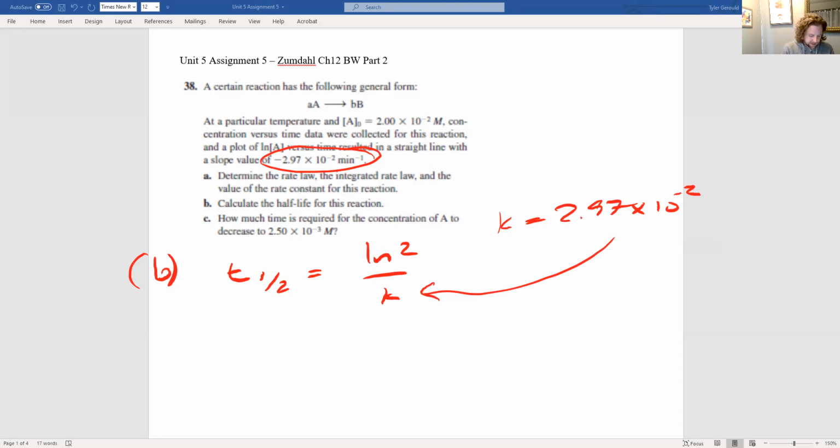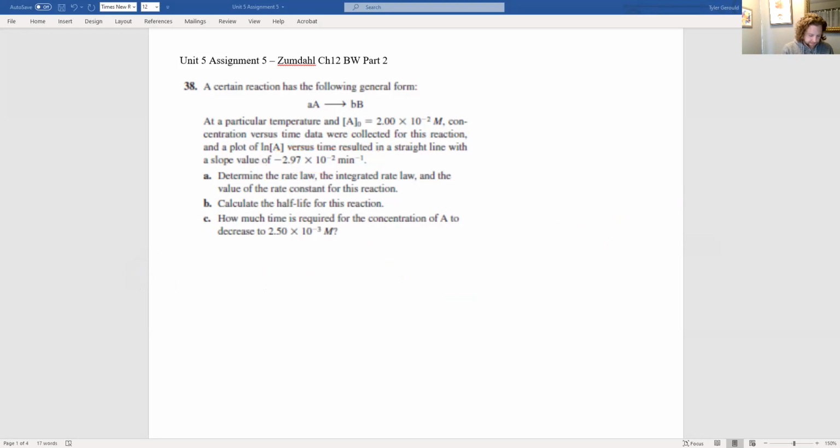And for C, we're going to do the substitution step. How much time is required for the concentration of A to decrease to some new concentration? And if it ever asks about time, really the only equation that uses time is going to be that integrated rate law equation as far as concentration and time. So for C, we're going to just write out the integrated rate law equation again and substitute.